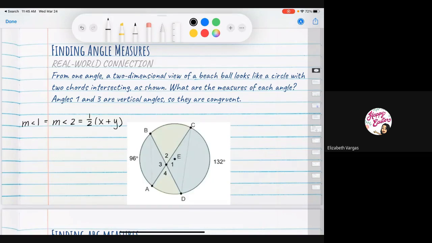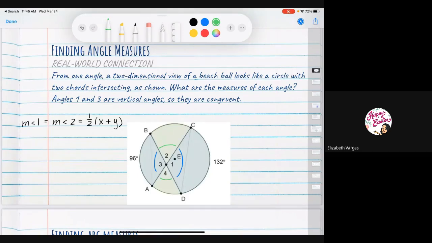Angle 1 and 3 are vertical angles, so they are congruent. Vertical angles are opposite angles, so that means that 3 and 1 would be our pairs of vertical angles, as well as 2 and 4 would be pairs of vertical angles. And vertical angles are congruent. That's what we know. Okay? So let's find the missing angle measure.